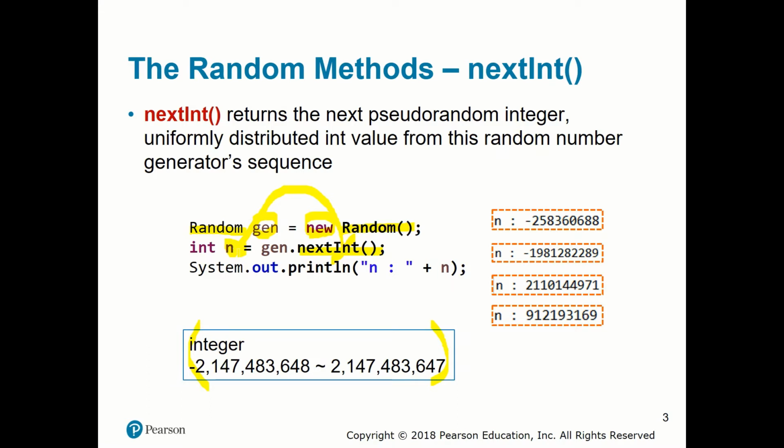I ran this code several times and got these results. These numbers are between these two numbers. If you run this code, you will also get various values, probably other than these values.